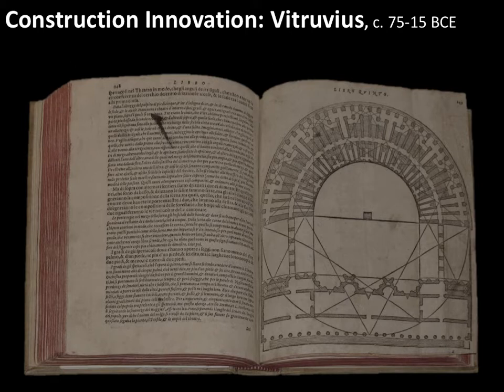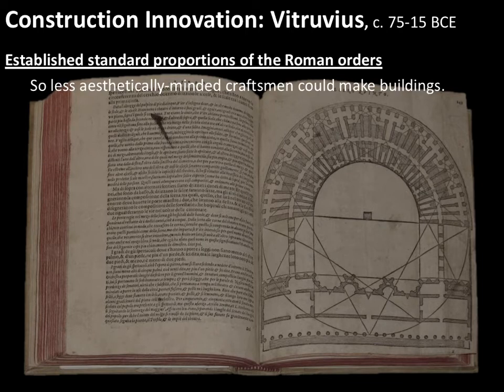It was actually a multi-volume book. This is actually a drawing of a Roman theater. We'll see those here in a second. And in his writing, he established standard proportions for the Roman orders of architecture. And his idea was, if I write down the standard, then other people can make Roman buildings, even if they don't have a good eye for it aesthetically.